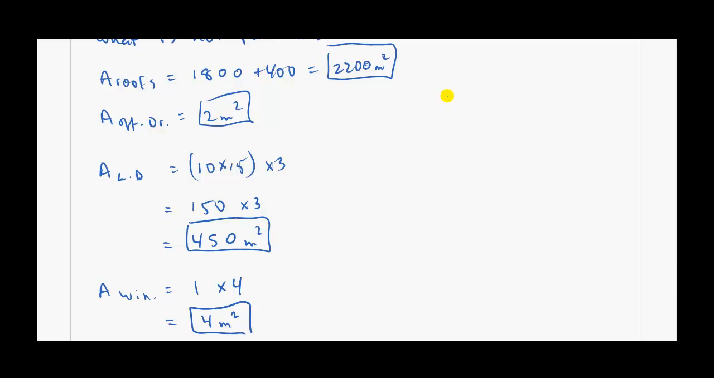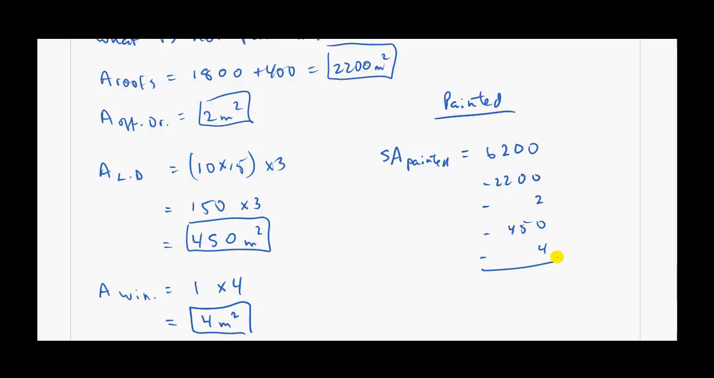So, what will be painted? Surface area of the painted areas will be 6,200 square meters, calculated in part A. Subtract 2,200, subtract 2, subtract 450, subtract 4. 3,544 square meters will be painted.